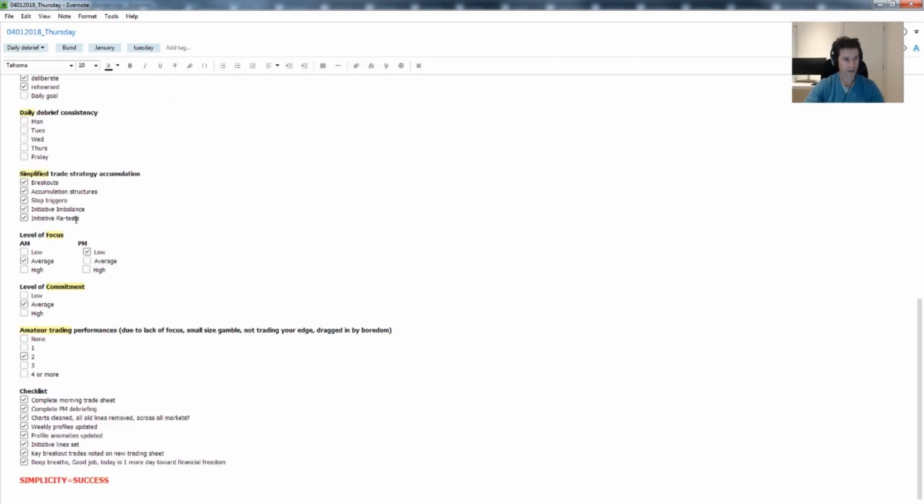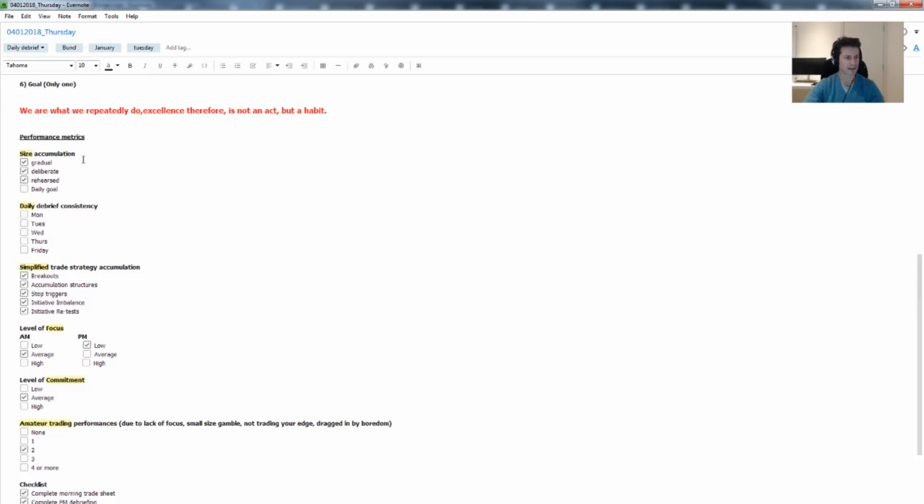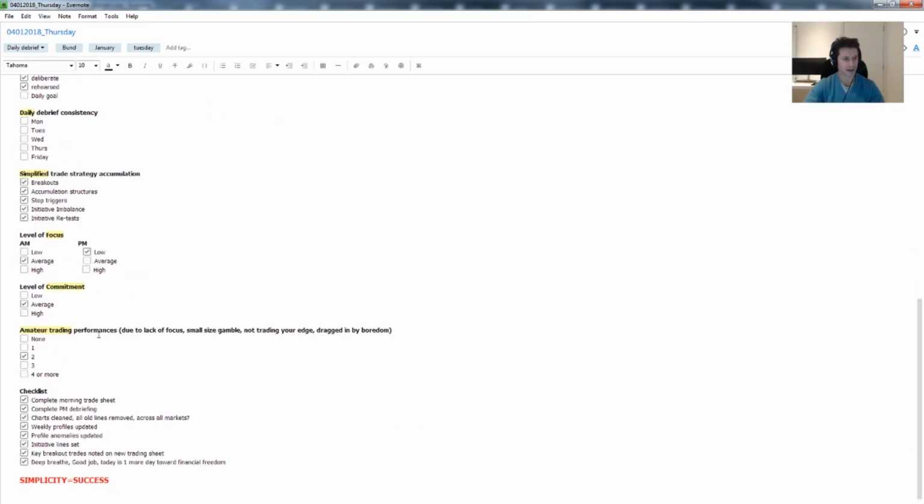And then other things like, obviously, size accumulation. I've got something here called amateur trading performance. That might come as a surprise to you. Even sometimes I execute like an amateur. What I mean by an amateur is where I get dragged into impulse trading, weak thought trading, just a random click. Well, I do it all the time, but I can do one of two things.